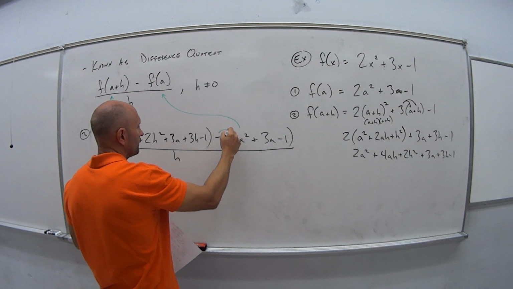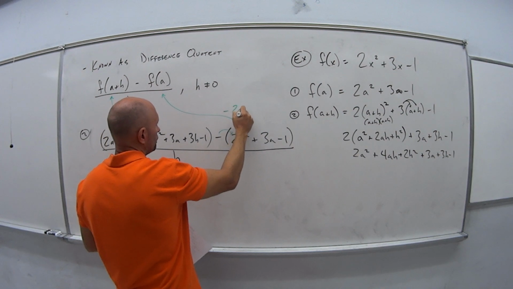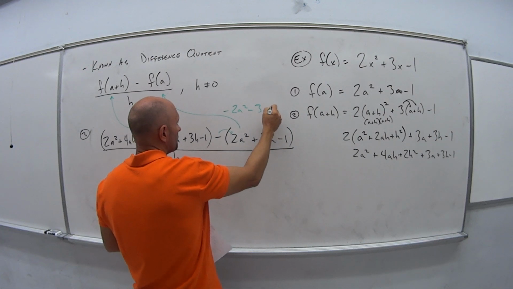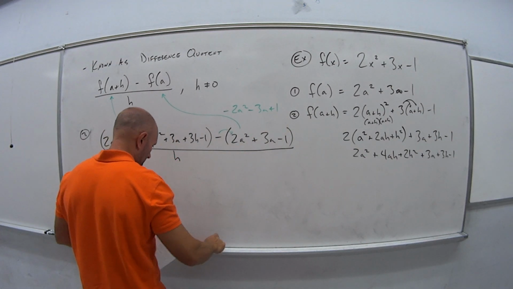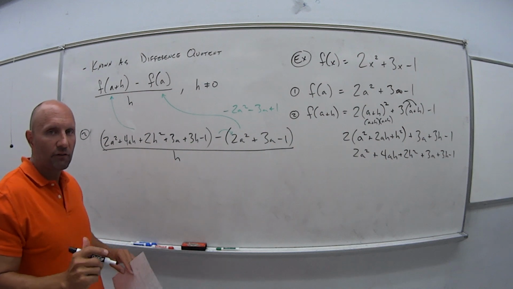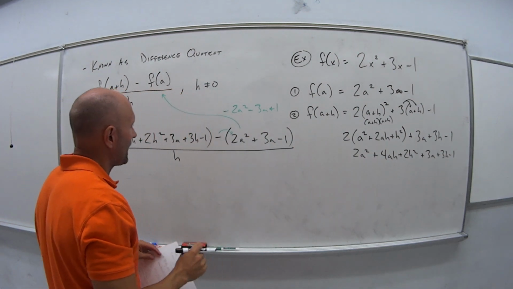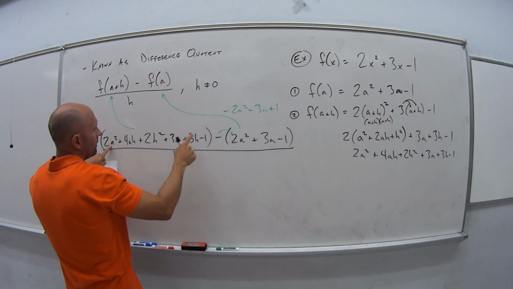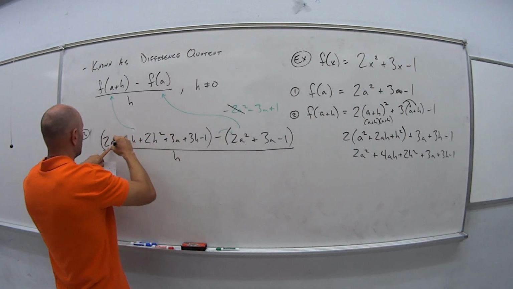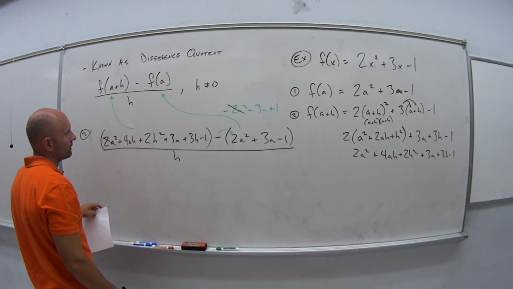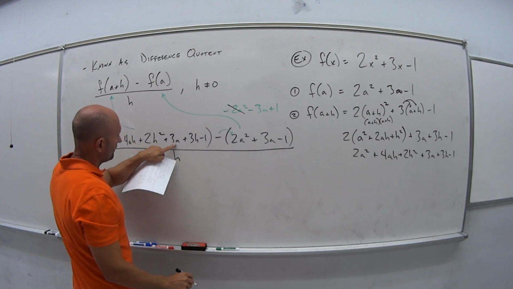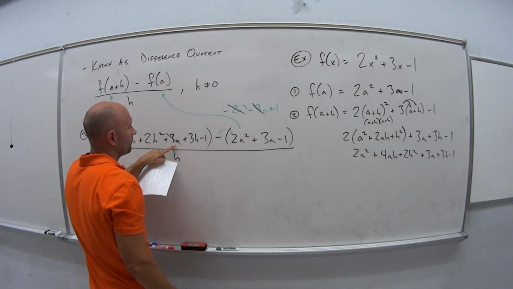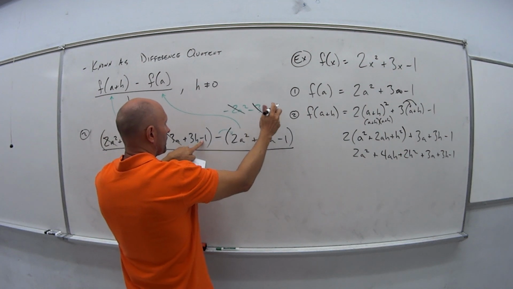So if I distribute this negative sign, what do I get? I get minus 2a squared minus 3a. Negative, negative is positive, so plus 1. Now let's combine the numerators. Let's see what happens here. We have 2a squared minus 2a squared, so those two cancel. And then plus 3a minus 3a, so those two cancel. And then minus 1 plus 1, so those two cancel.